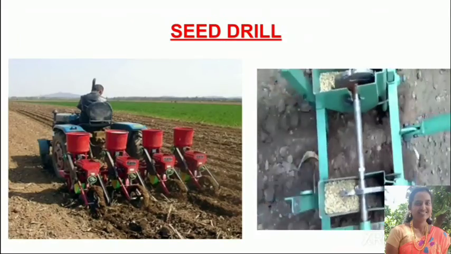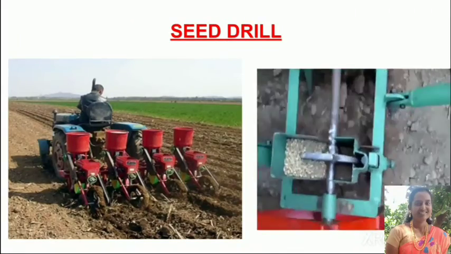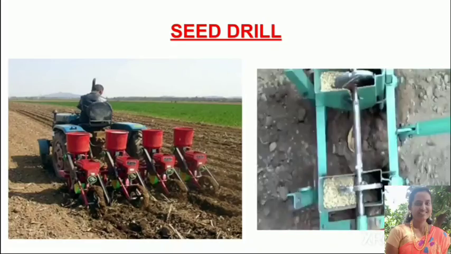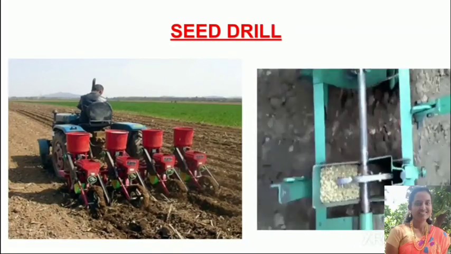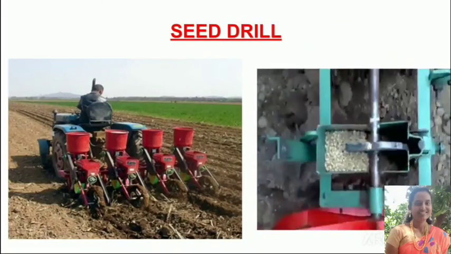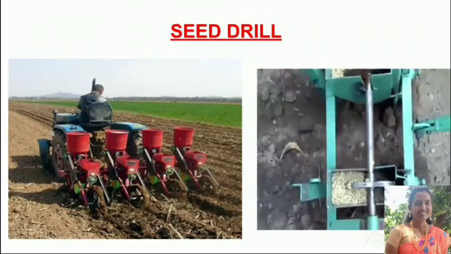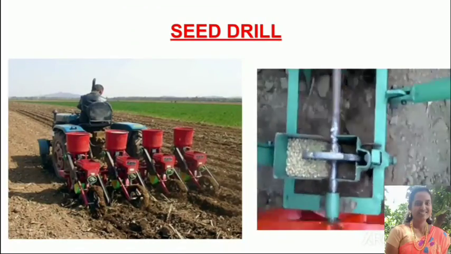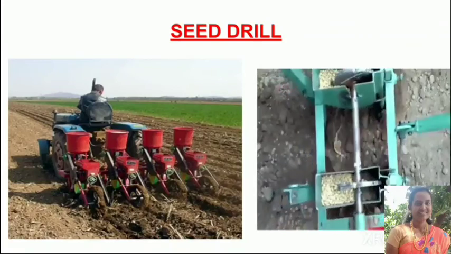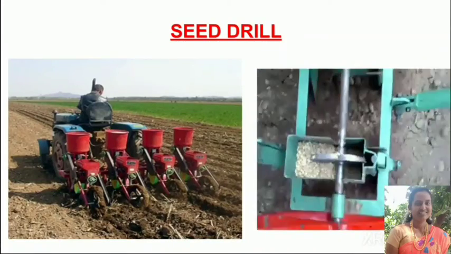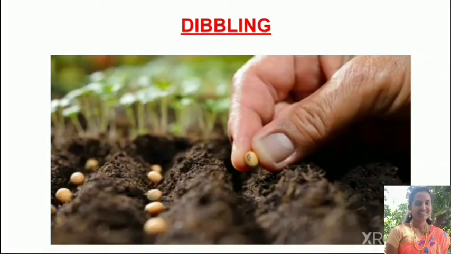Second one is the seed drill. The seed drill is a modern method of sowing seeds. It is a better method than sowing by hand because seeds are sown at equal intervals and at correct depth. Okay. Third one is dibbling. This method is placing seed in a furrow or pit or hole by hand. So this is about sowing of seeds.